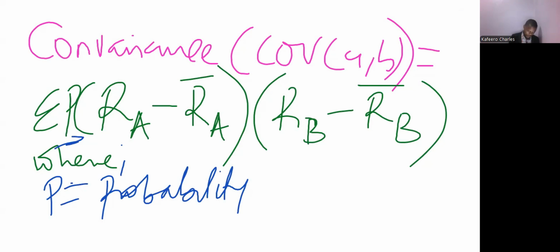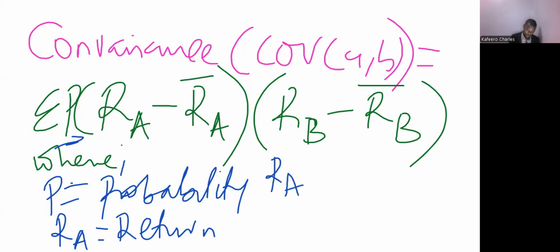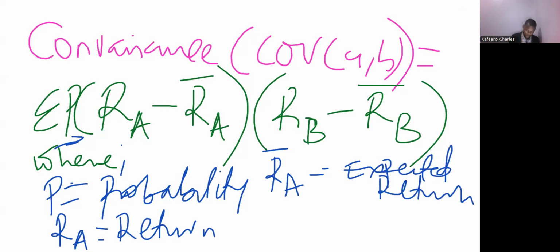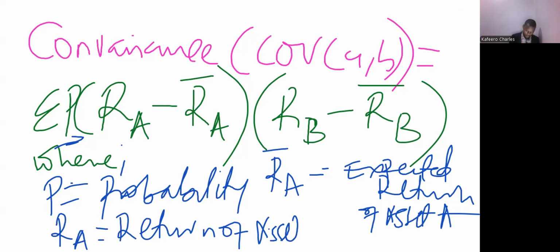So this RA is the return. This one is representing the return. Then RA bar is representing the expected return of asset A. This is the return of asset A. So this one is representing the return of asset B. This is the expected return of asset B.